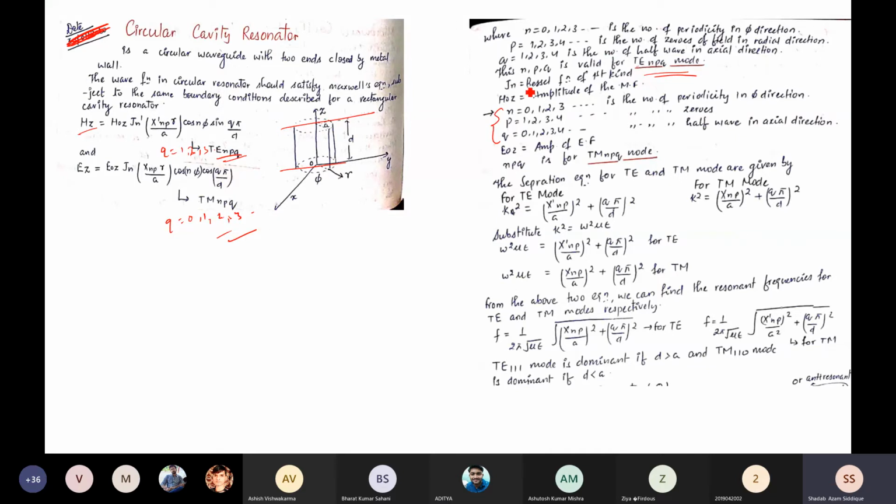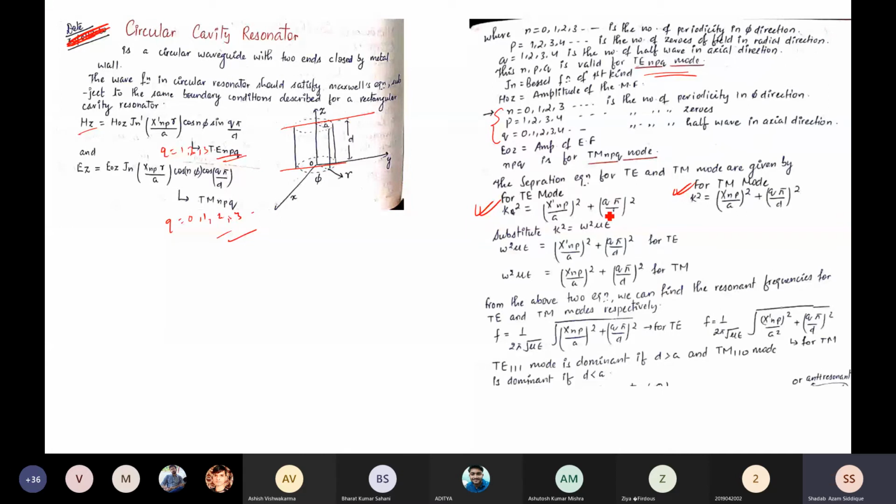And Gn is equal to the Bessel function of the first kind, and H naught Z is equal to the amplitude of the magnetic field. Similarly, E naught Z is equal to the amplitude of the electric field, for the TM NPQ mode. So the separation equations for TE and TM modes are given by this k square for this one and this k square for this one. This term was omitted earlier, it was not there. But here, because we are restricted in the z direction, this should be there. So q pi by d whole square, here also q pi by d whole square, that term will be added.